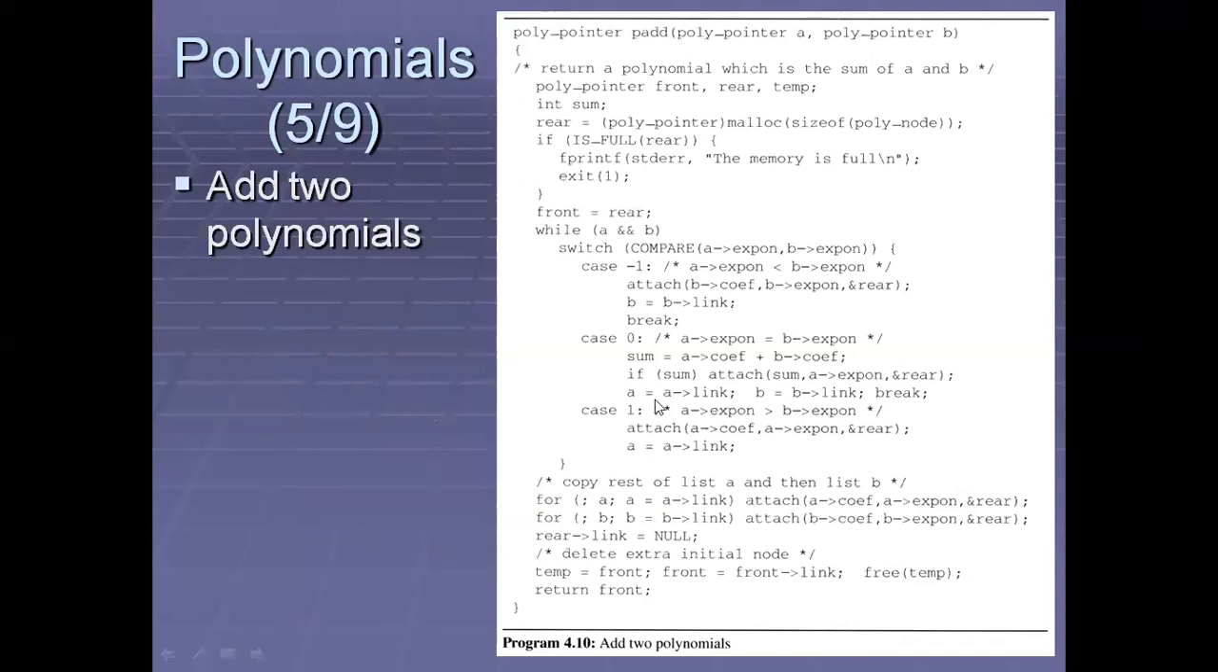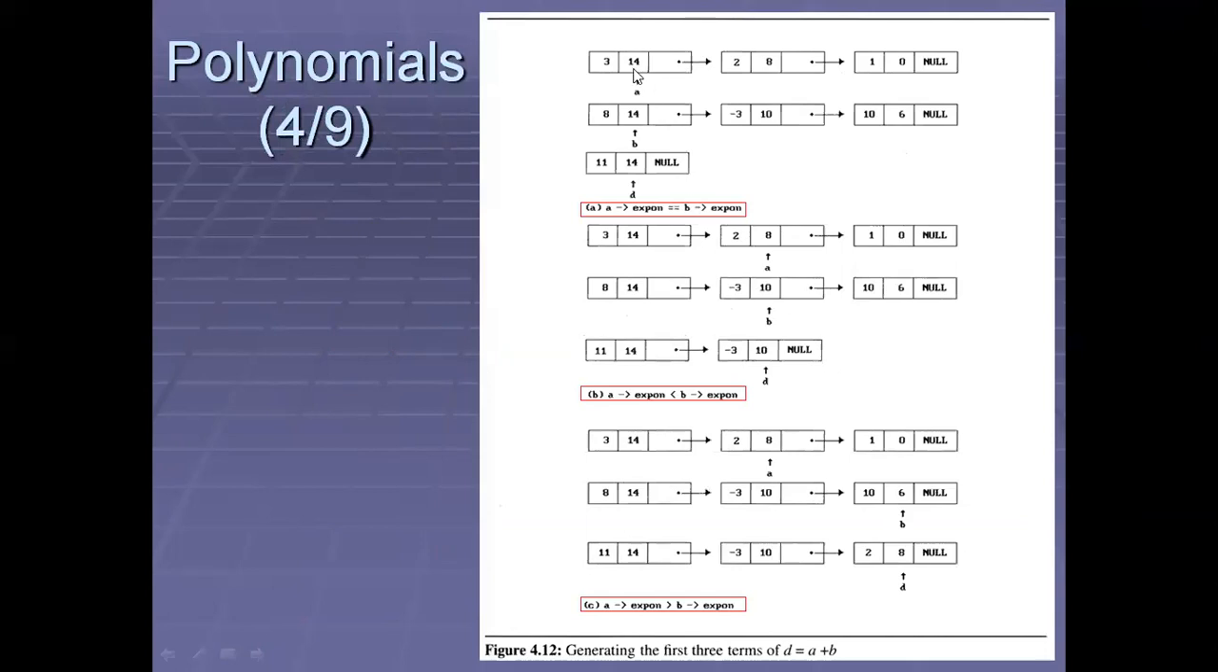Here you can see, if sum, attach sum, A of exponent and B of exponent. Next, A of link, B of link. So whenever the exponents are the same, 14 and 14, I will add the two coefficients, 3 and 8 to the 11, and I will go to the next node in the two linked lists. A is incremented to the next node, B is incremented to the next node.